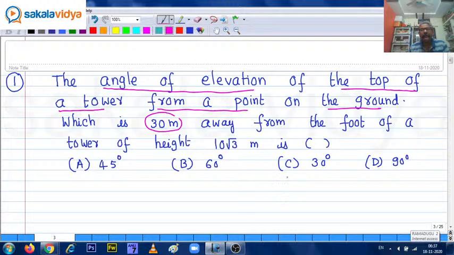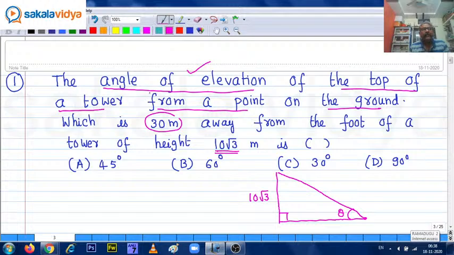So you need to draw the figure like this. This is the tower, and the point of observation is 30 meters away. The top is observed with some angle of elevation, which we do not know. Say theta. The height of the tower is 10 root 3 meters. Next, the distance from the foot of the tower to the point of observation is 10.